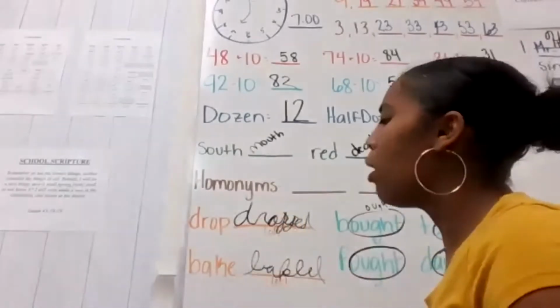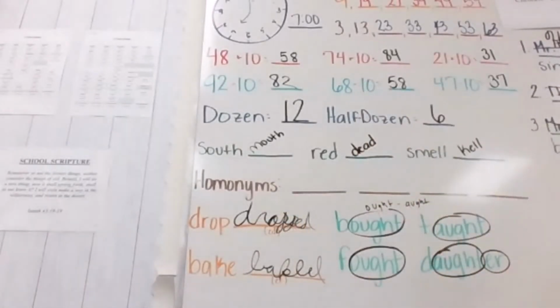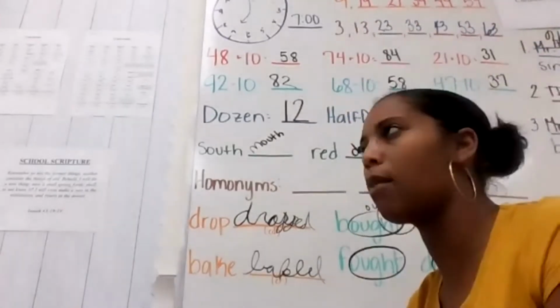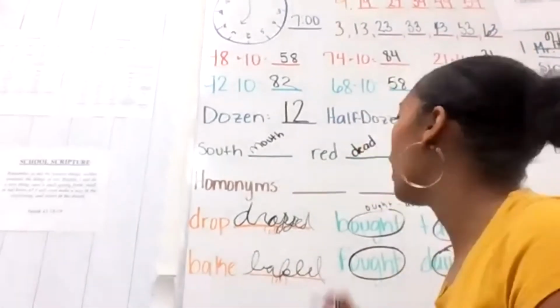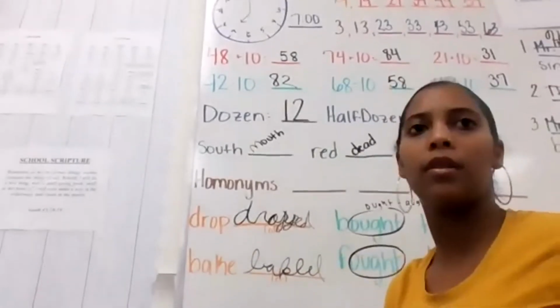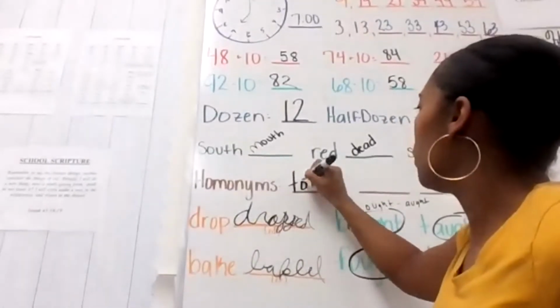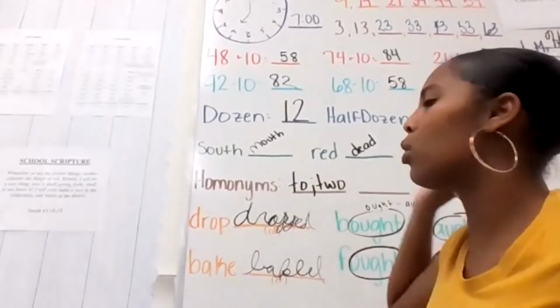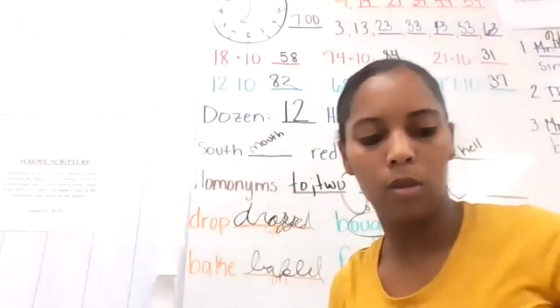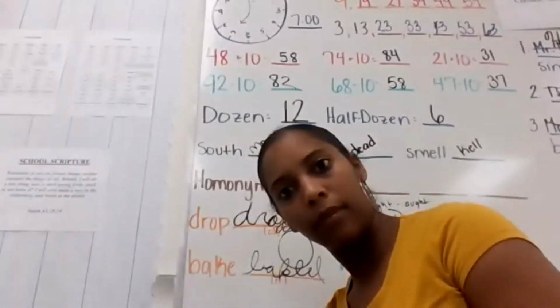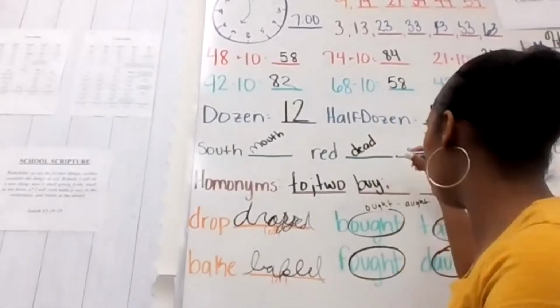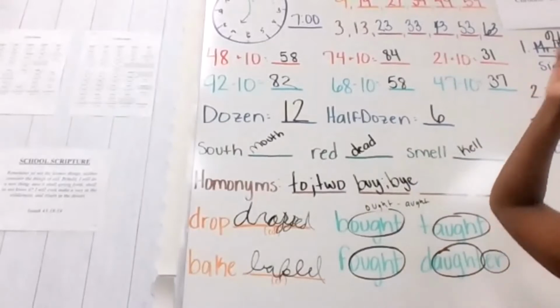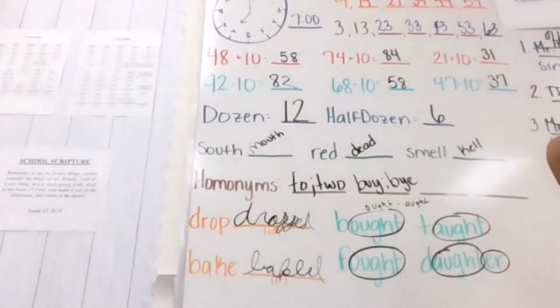Okay, homonyms. Remember, homonym is when we have two words that sound the same, but they are spelled different and they mean different things. All right, give me some examples of some homonyms. Two. To the number 2 and to, like I will go to the store. Bye. Buy and bye. Buy like buy my product or bye like goodbye. Good.